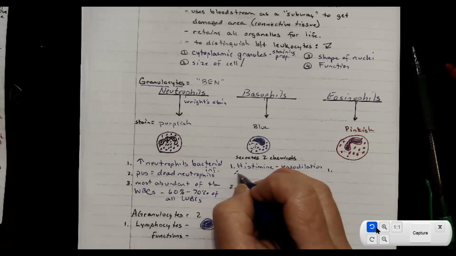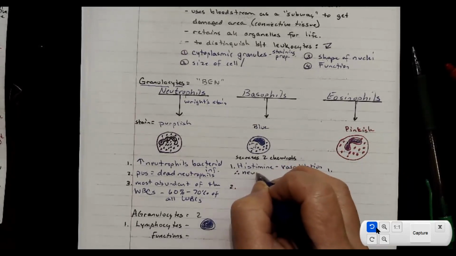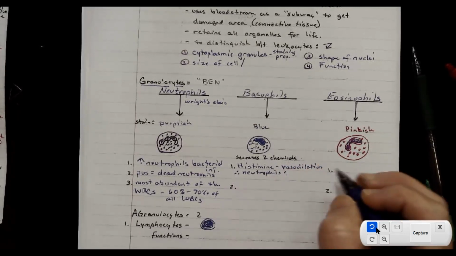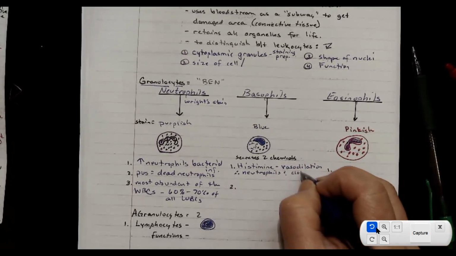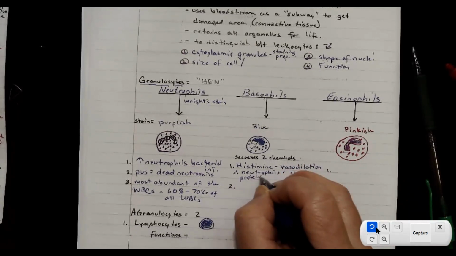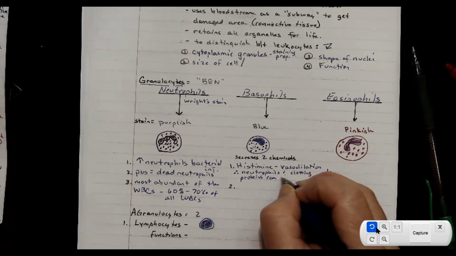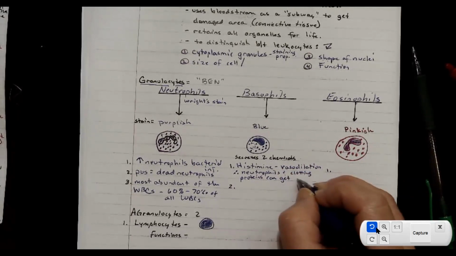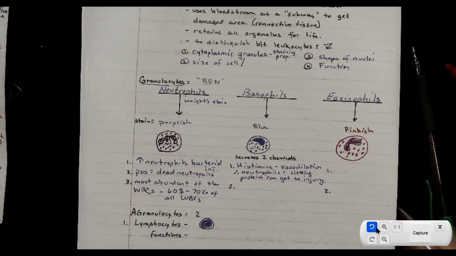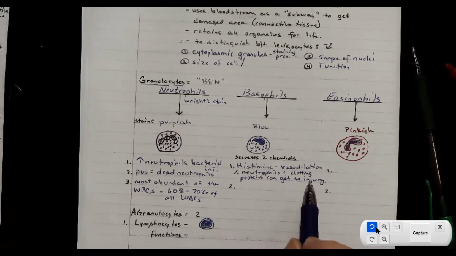Therefore, neutrophils and clotting proteins can get to the infection or injury. Okay, so it makes it dilated so these other white blood cells can get there to help fight the problem.